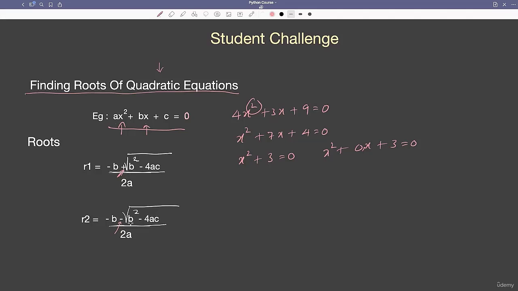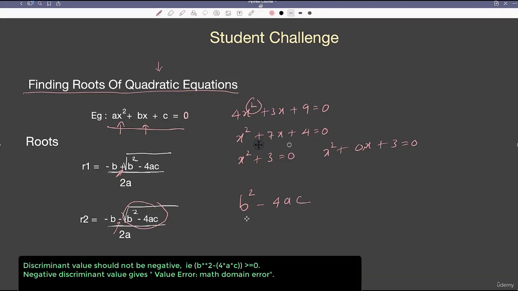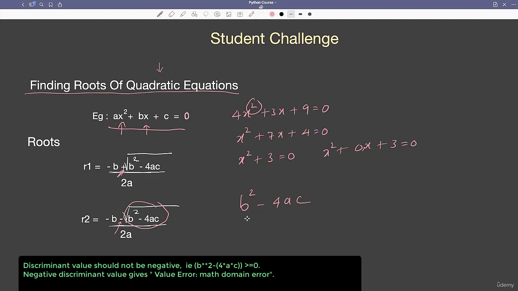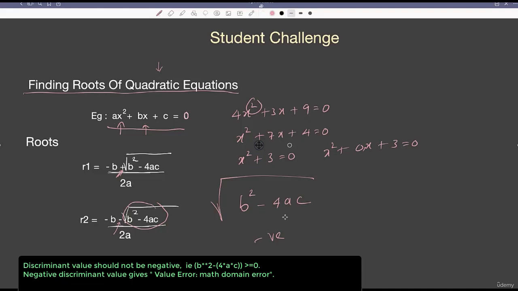Now one more interesting thing is this b square minus 4ac. This value is called the discriminant. This is inside the root, and if this value is negative, by chance, then this becomes a complex number. So this value should not be negative. Discriminant should not be negative.